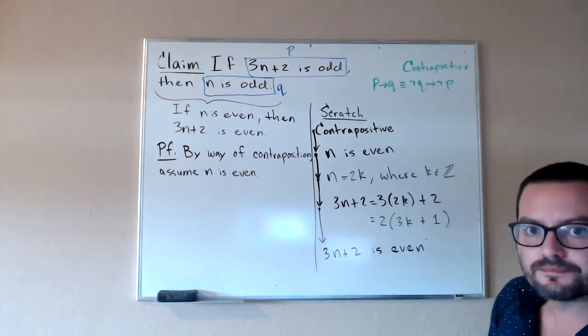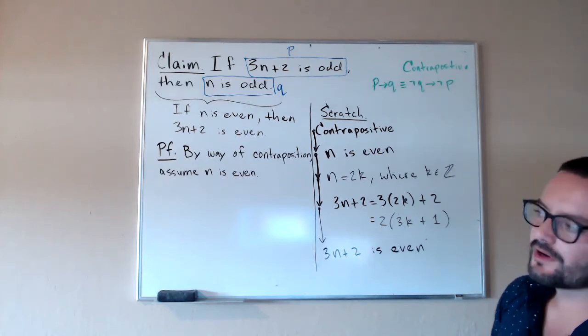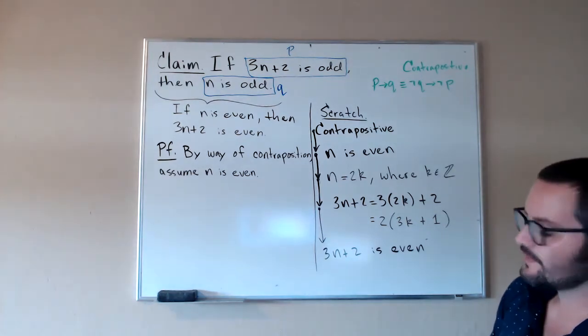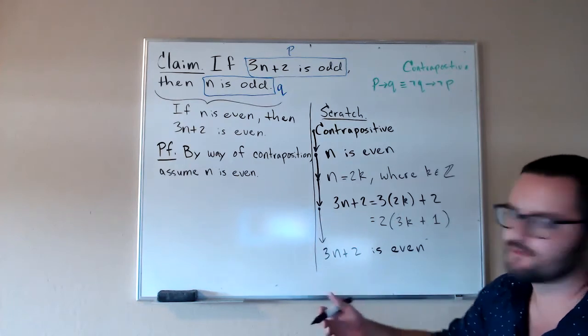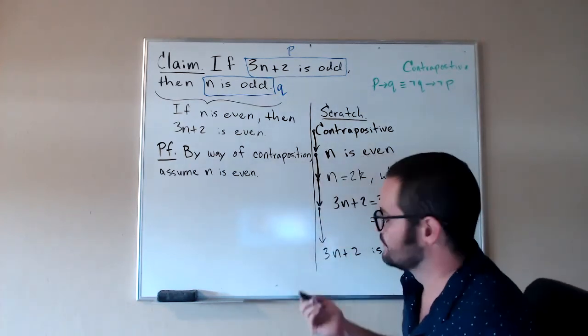I guess that if n is even, then 2 times another integer k would be a value of n. Right. So you're going to reference the definition of what you've assumed. So that's exactly what you're trying to get across here.